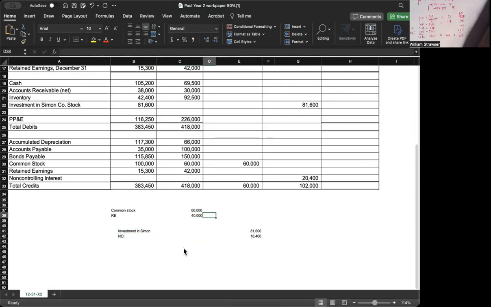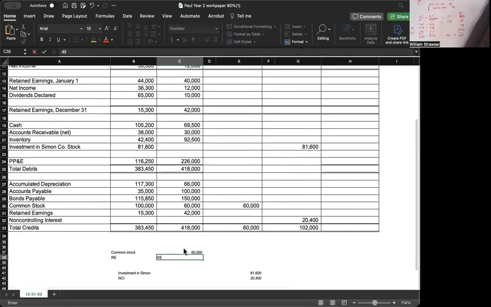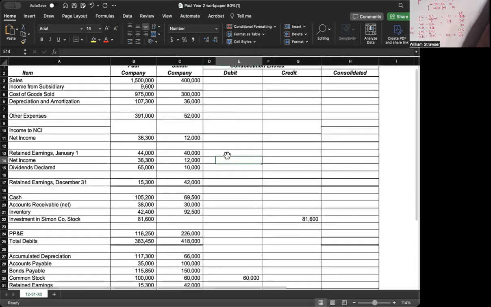Excuse me. So what I had was this, and it perfectly balances. The problem is this is ending retained earnings. We do not take ending retained earnings. So we're going to do 40,000. 1, 2, 3. And that is going to be applied in this field here.